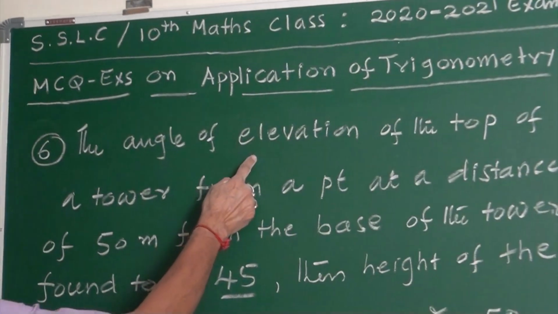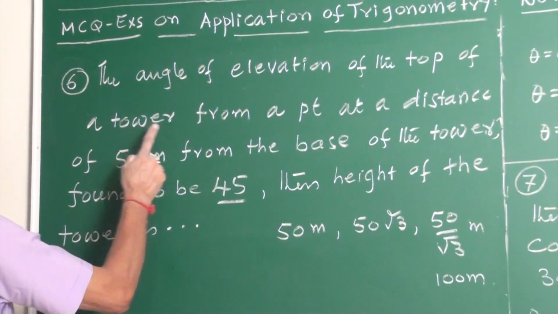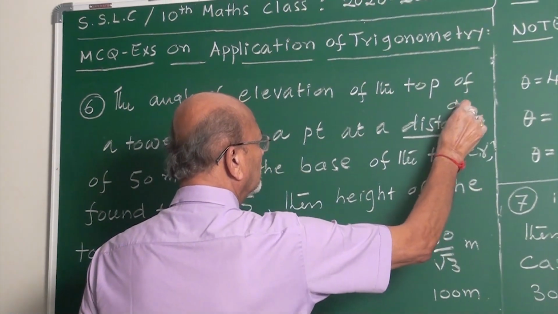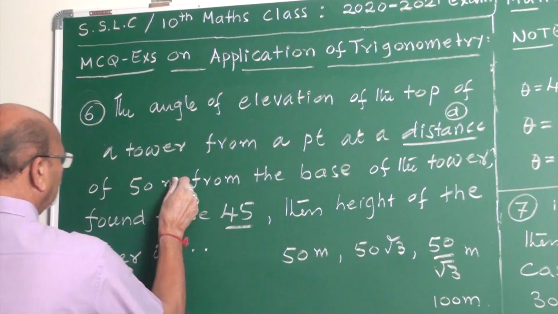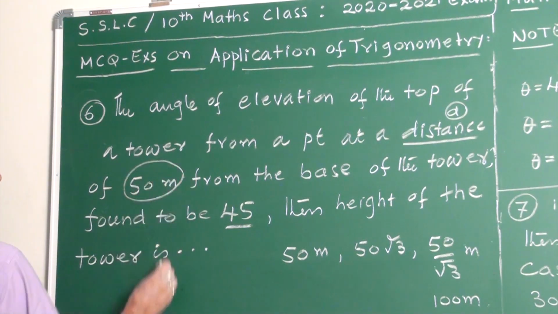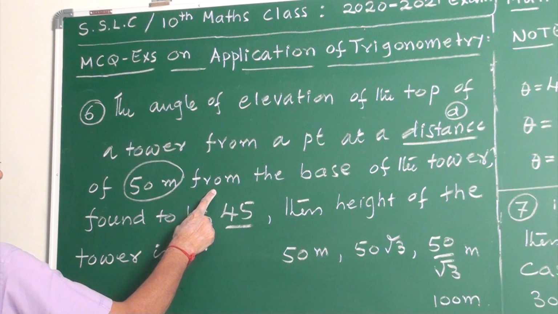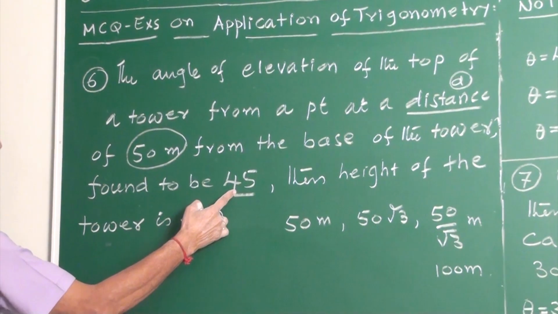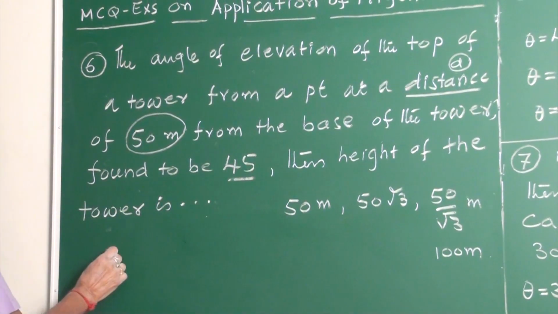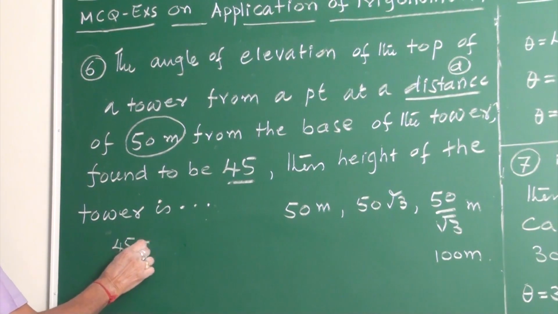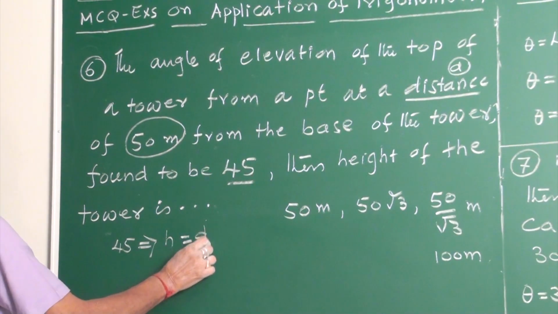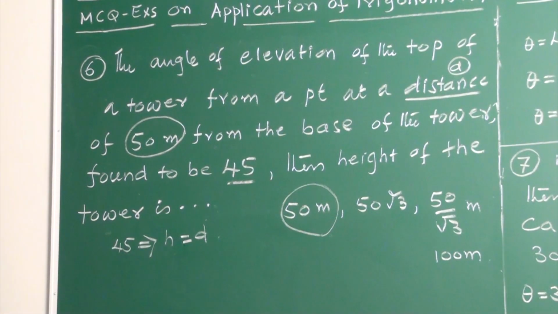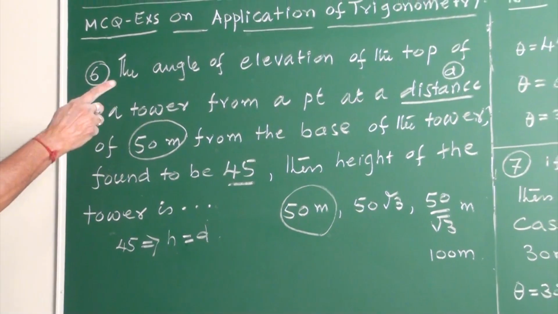See, the angle of elevation of the top of a tower from a point at a distance, d comes, my friend. At a distance 50, d is given as 50, from the base of the tower, found to be 45 degrees. Then the height of the tower? Theta equal to 45 implies what, my friend? Height equal to distance. Then what is the answer? Direct 50. Understood, I explained earlier.